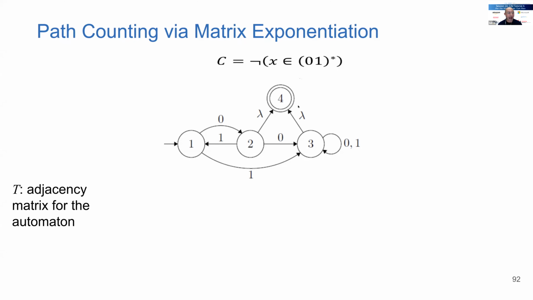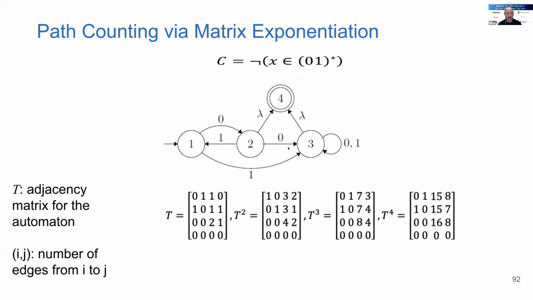The adjacency matrix, which I'm showing here as T, is basically the number of edges from I to J. So for example, this is from 1 to 1. There are no self loops from 1 to 1, so there is 0. There is one edge from 1 to 2, so I have 1 there. There's one edge from 1 to 3, so that's 1. In the first row, there's no edge from 1 to 4, so this is 0.